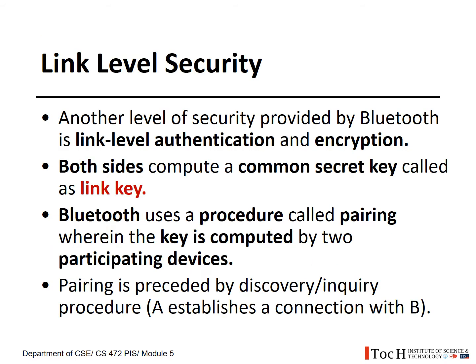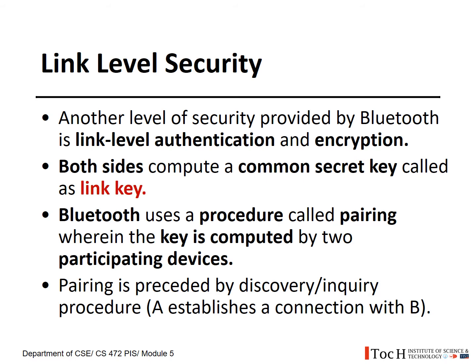As there are some risks in the security model mentioned previously, a more secure model, called the link level security model, is introduced here. In this model, it provides link level authentication and encryption. And for this, the communicating devices on both sides compute a common secret key called the link key. The computation of this common key, the link key, is done by a procedure called pairing. So through this pairing procedure, it calculates the common secret key.